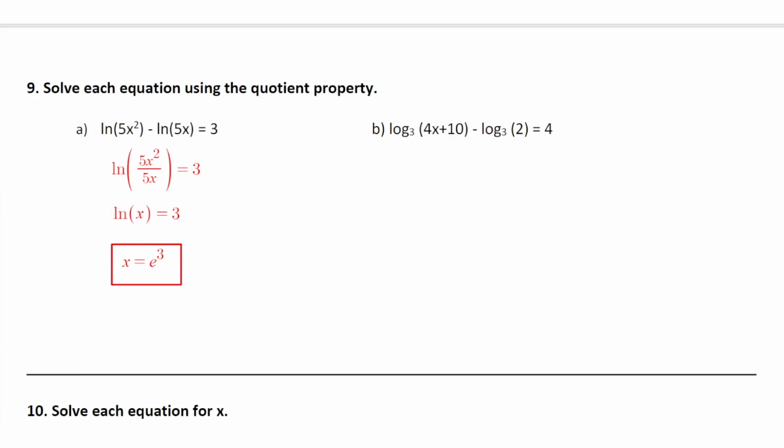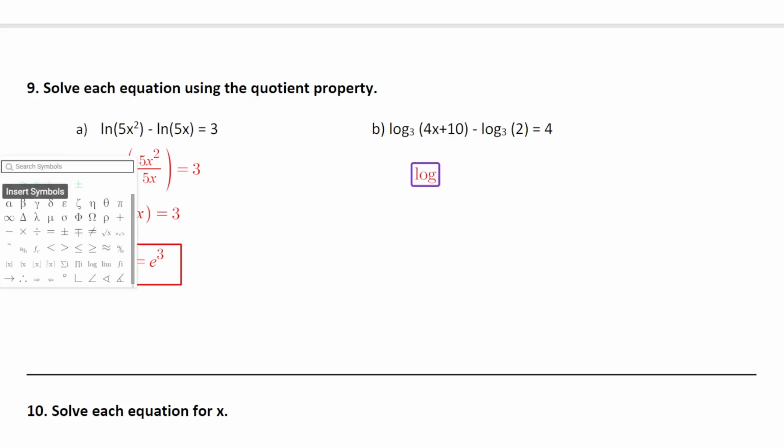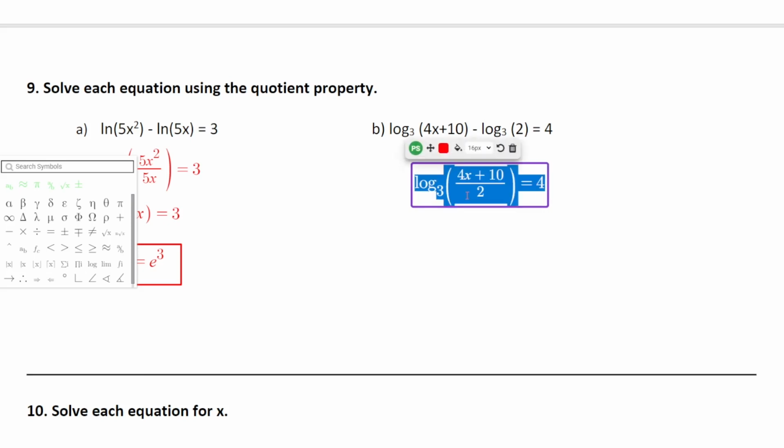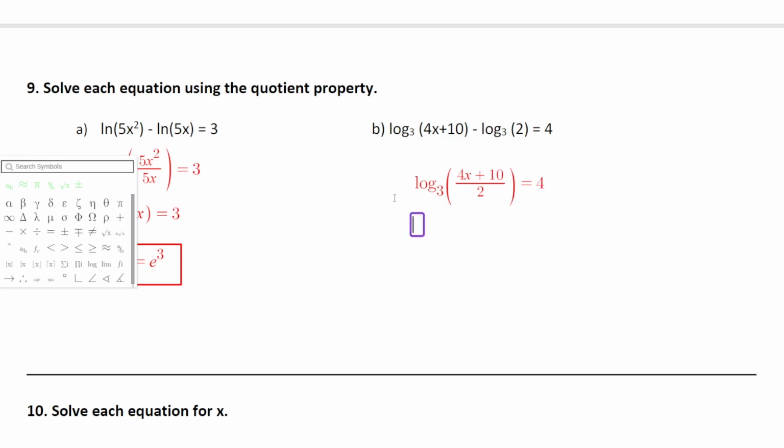Part B, same idea here. We're going to set this up using a single logarithm, log base 3, and we can combine the two logarithms using division. And before I go any further, I am going to simplify that expression inside the parentheses. 4x divided by 2 would be 2x. 10 divided by 2 is 5, so this would be 2x plus 5.